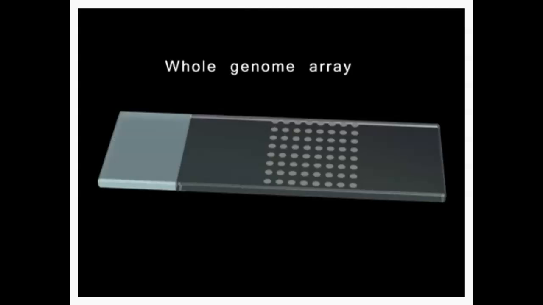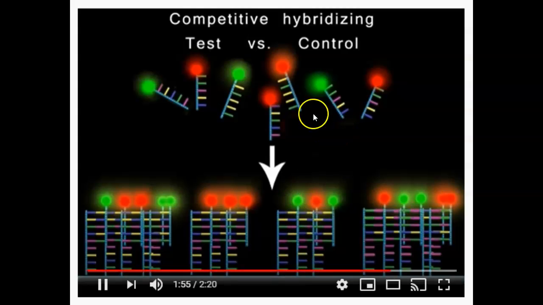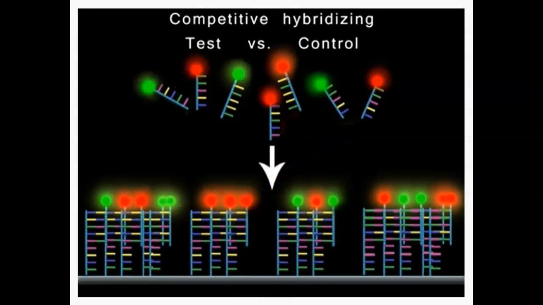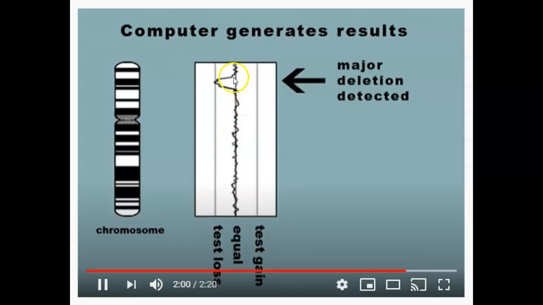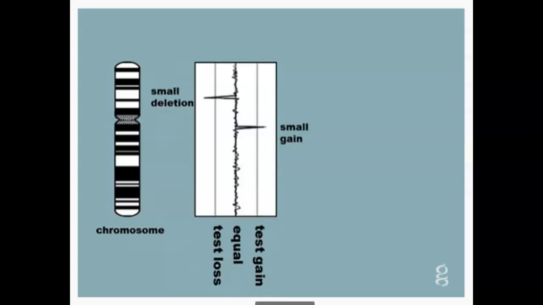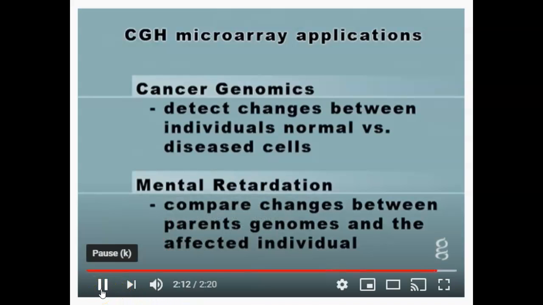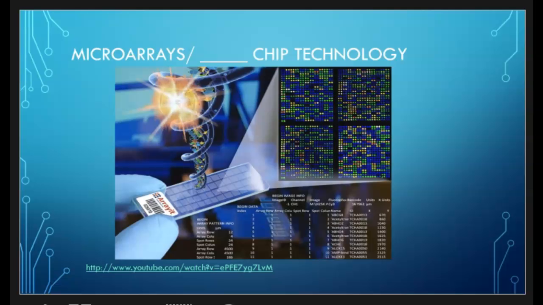And then comparative genomic hybridization. This is pretty cool too. You have the whole genome of some species. Then you chop up a mixture of the whole genome of a test and control sample, and you can dump it on there together. It's competitive testing, so you can detect major deletions and chromosomal abnormalities. It is pretty amazing. This is where we get into cancer genomics, and we can tell genes affected that cause mental retardation. It's so cool. So we're going to recap that video on your study guide.